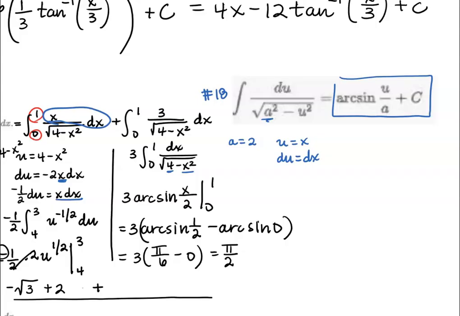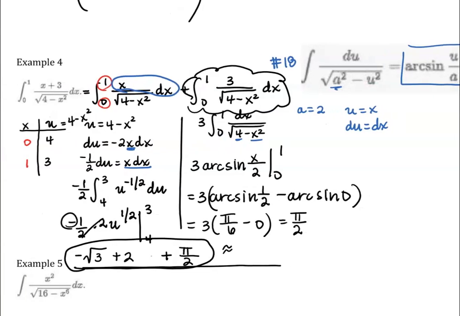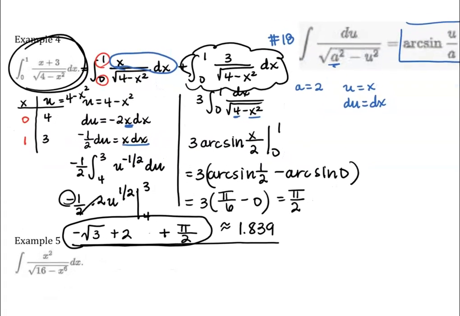So this pi over 2 that we got from this second integral up here, I'm going to add down here to the answer that we had before. Just add it right there. To get all of this down here, a positive 2, a negative root 3, and a positive pi over 2 as our final answer, which you could then check in your calculator by putting the original in your calculator, and you should get out approximately 1.839, which is what we get.